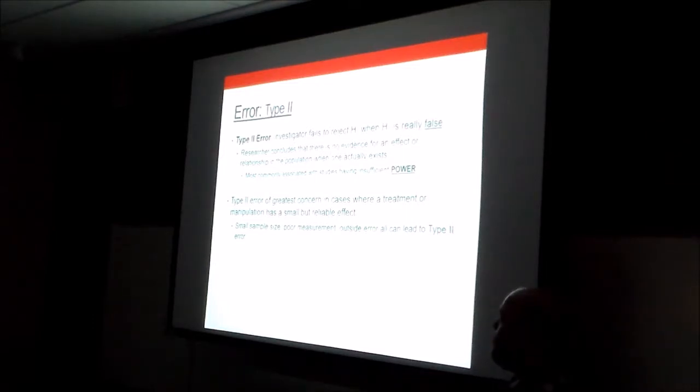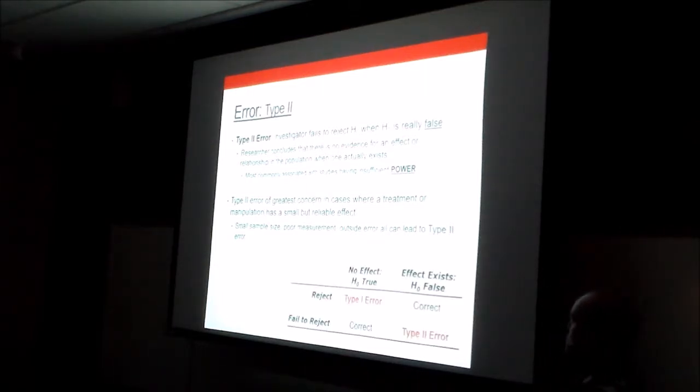These are the types of things that we can do from a system standpoint, from a research standpoint, to make sure that we're keeping our type 2 error as low as possible. Okay? So what is the outside error? So the outside error, what does that mean?